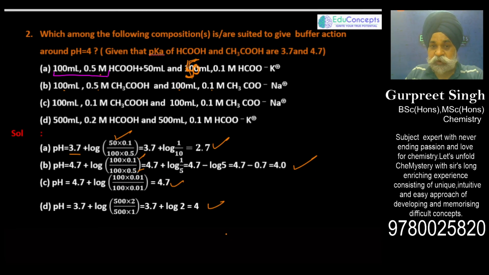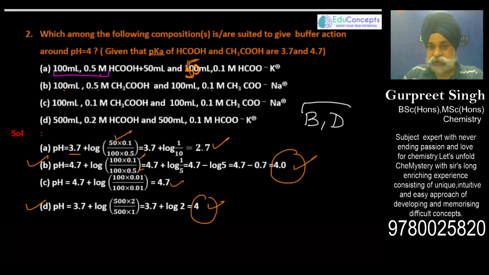Now the important point here is that in the solutions in options B and D, the pH comes close to 4. So in this particular question, the answer would be either the B or D option. These two options are giving you the pH close to 4.